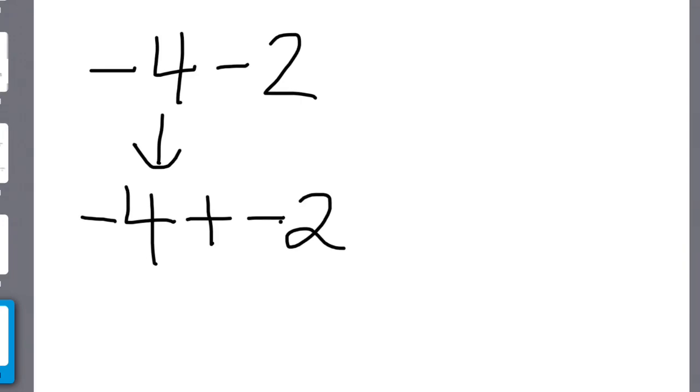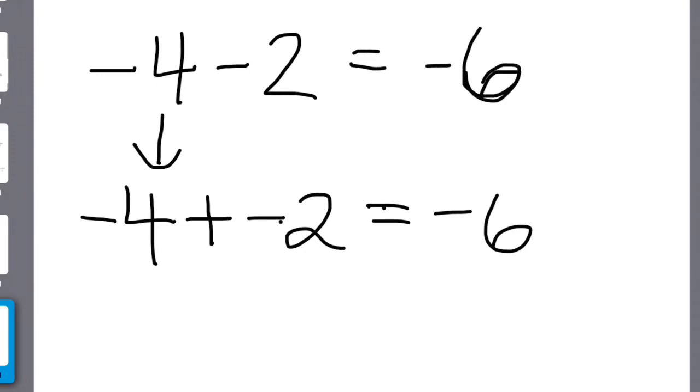And it's a lot easier for us to add negative numbers than to subtract. So you can think about owing $4 and then owing 2 more. How much do you owe altogether? You owe $6. Negative 4 plus negative 2 is negative 6. But negative 4 minus 2 is also negative 6. That's our first example of keep, change, flip.